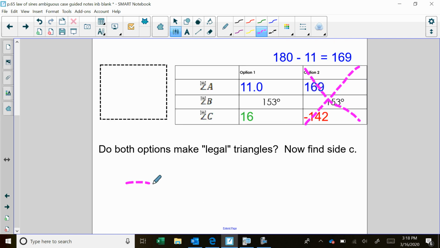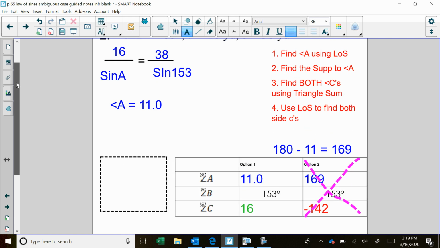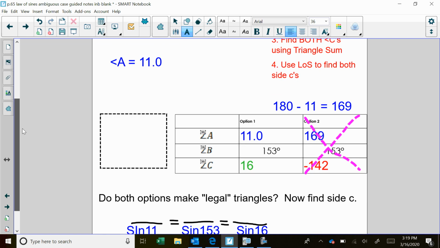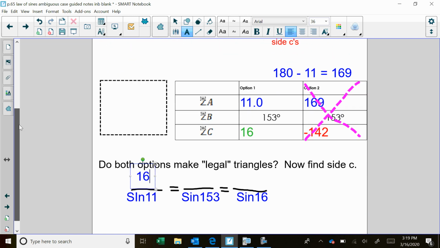So then you would set up your law of sines, and you only have these angles to deal with. So you've got sine of 11, sine of 153, and sine of 16. Your angle measures, your side lengths up top, you have little a and little b. So you have 16 that goes on top here, 16, and I don't remember the third one. 38.